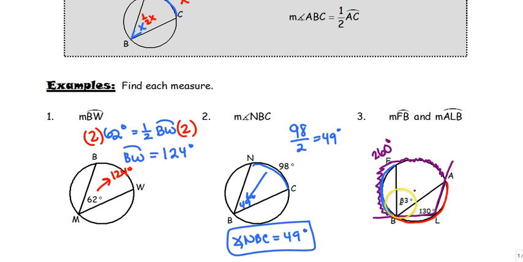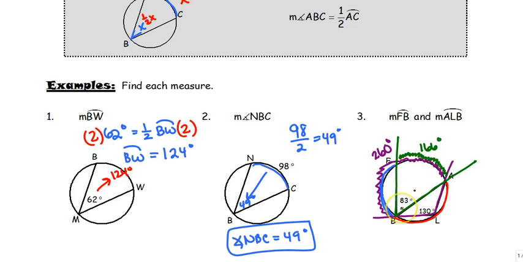I also have this inscribed angle. And this inscribed angle has this intercepted arc. If this is 83, I double that to get 166. So I can go ahead and use this information.